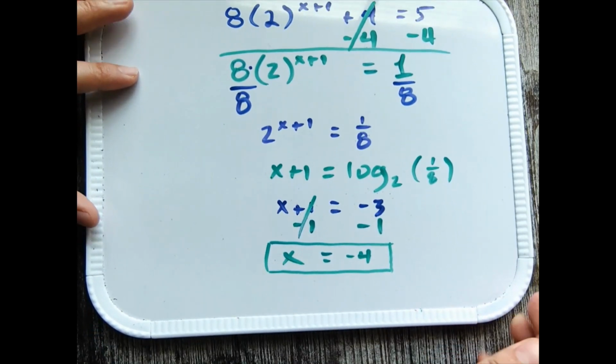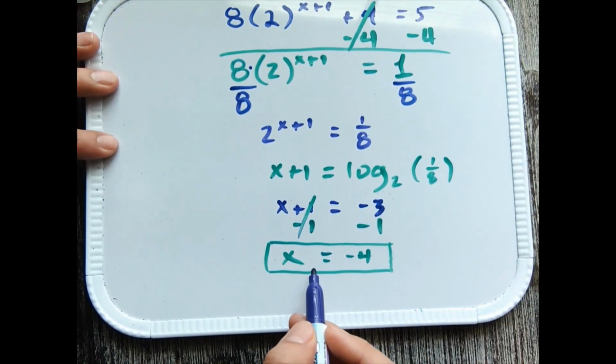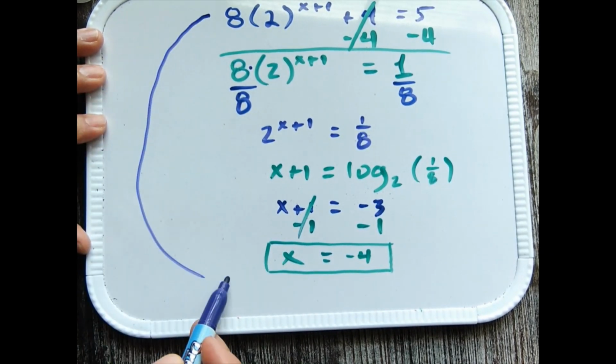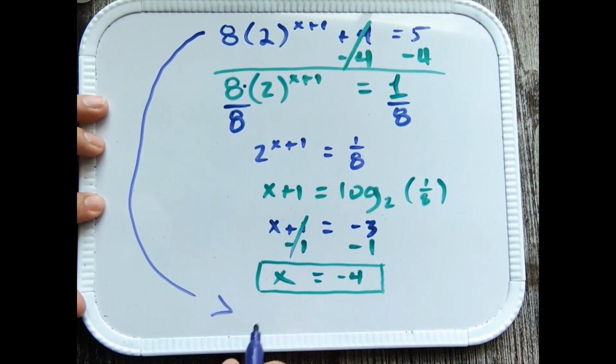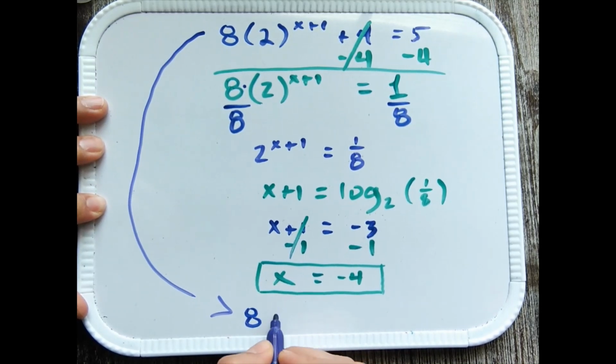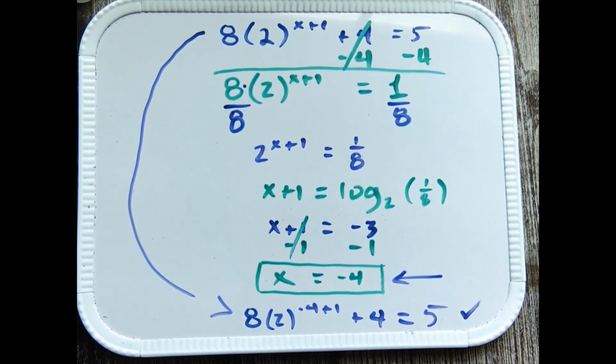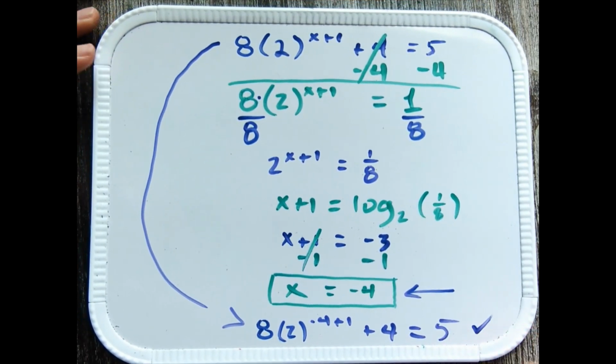Now to check, if I was to go back and plug in that value into my original, right? So I have the 8 times base 2 to the power of my x, we know it's negative 4 now, plus 1, plus 4. What we should get is the 5. And in this case, we do. So my answer is x equals negative 4.